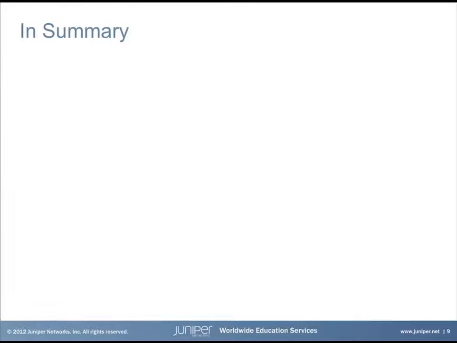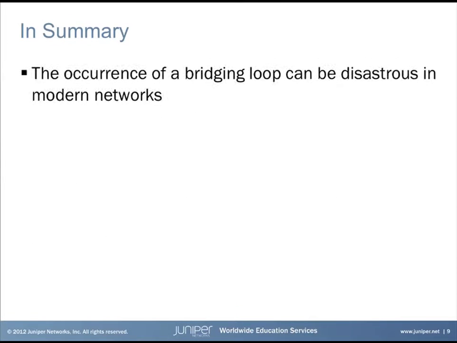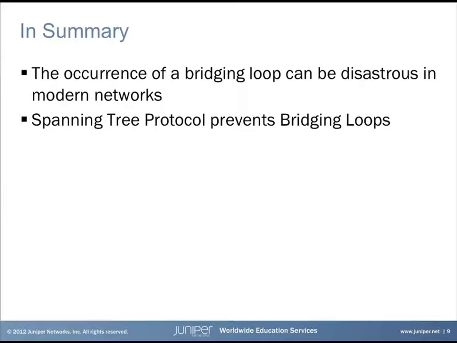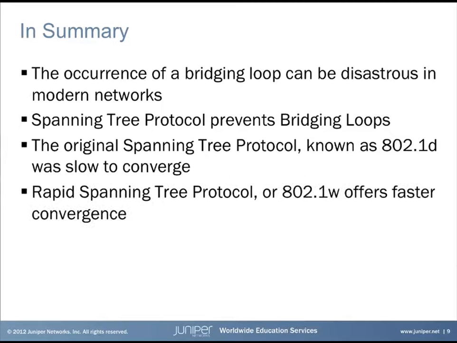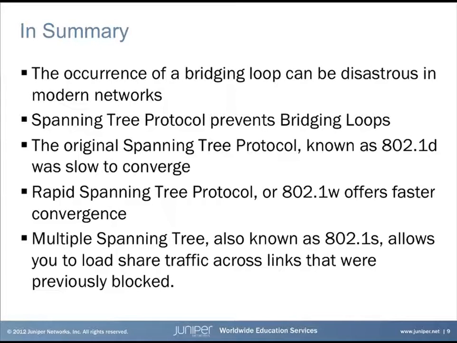So to summarize, we discussed that if a bridge loop should occur on your network, it can have absolutely disastrous effects and could bring your network down. But the spanning tree protocol was developed to prevent this from happening in the first place. We also discussed that the original spanning tree protocol, or 802.1d, took up to 50 seconds to converge, so the rapid spanning tree protocol was developed to offer a much faster convergence mechanism. Then we discussed how the multiple spanning tree protocol can then make use of links that would otherwise be blocked.